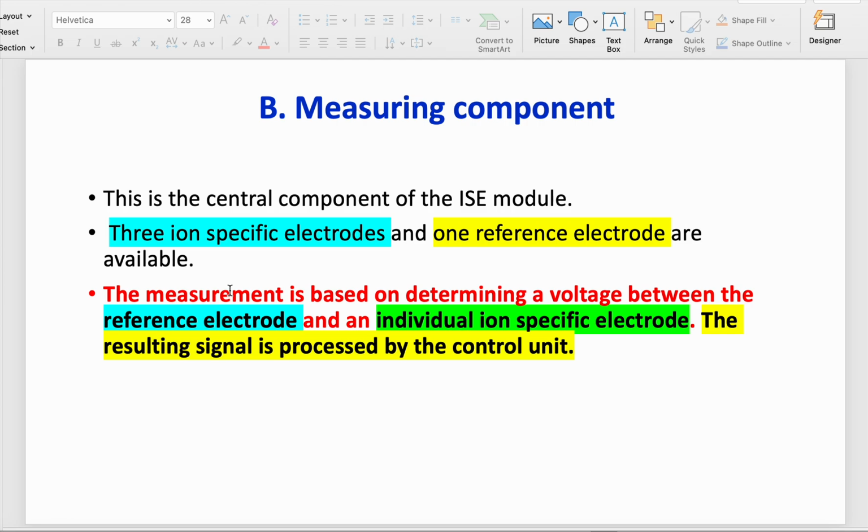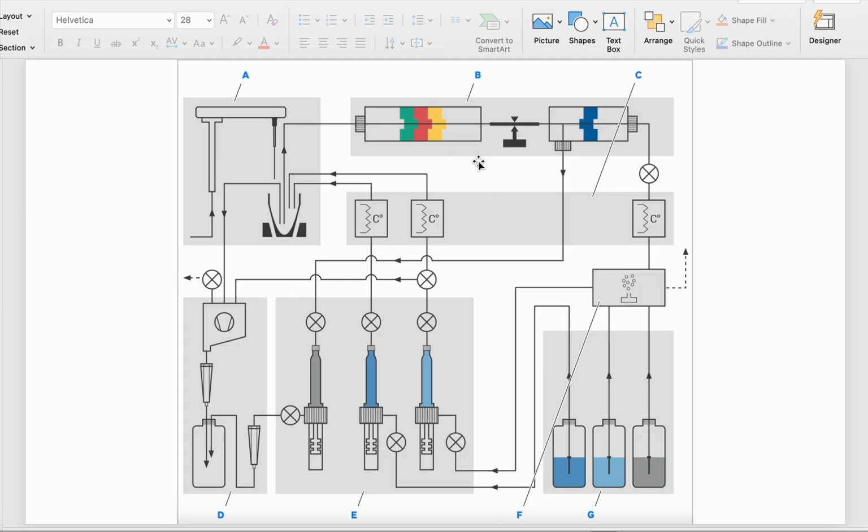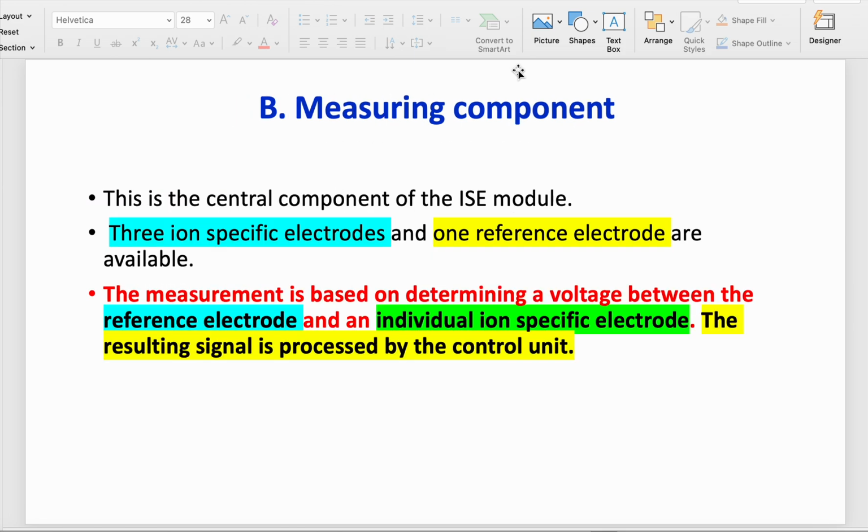What I'm about to say is the most important thing. The measurement is based on determining the voltage between the reference electrode and each individual ion specific electrode. The resulting signal is processed by the control unit. The control unit is attached to the computer, and that's what feeds to your screen. Let's move on.